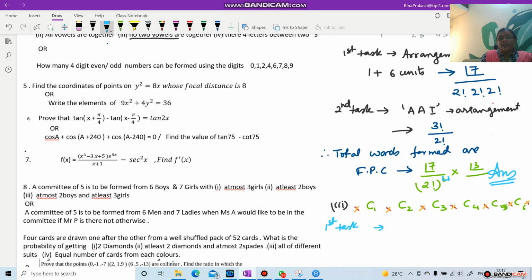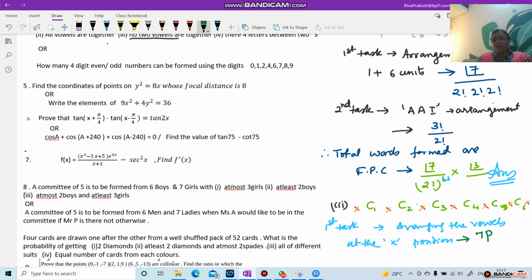It is arranging the vowels at which places? At the cross marked place position, at this position. Fine. So how many positions do you find? 1, 2, 3, 4, 5, 6 and 7. So we have 7 positions for the 3 vowels. So in how many ways can you take up this arrangement?